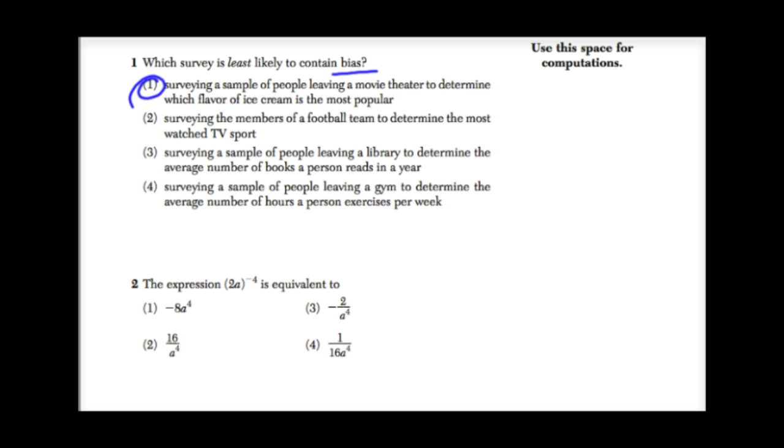If I randomly survey people coming out of the movie to find out about ice cream, that has nothing to do with it, so it's least bias. Number 2, the expression 2a to the negative 4 is equivalent to.